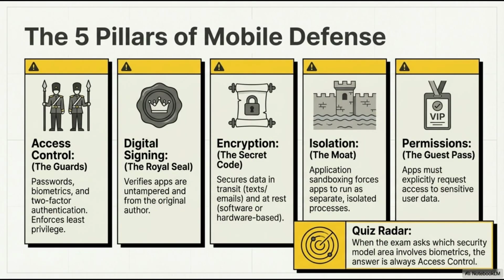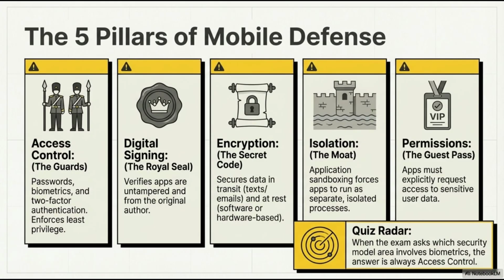If you get a quiz question asking which security model area handles fingerprint scanners or facial recognition, the answer is always access control. It's just a high-tech guard at the gate. Yep. The second pillar is digital signing, which acts like a royal seal on a document. It mathematically proves that an application hasn't been tampered with since the developer published it. It guarantees it comes from the original author.